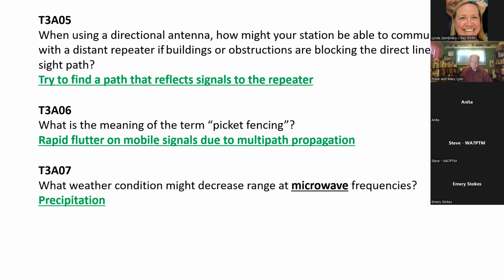What weather condition might decrease range at microwave frequencies? Now, most people don't realize it, but microwave ovens are designed to basically heat up water molecules. And so precipitation is water molecules in various forms. And so since it absorbs the microwave frequencies, it will decrease the range.